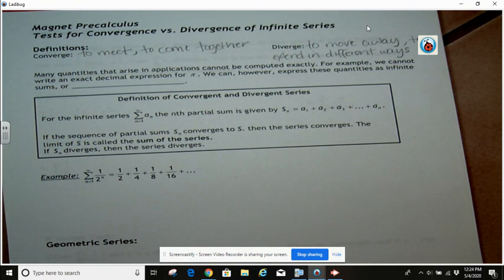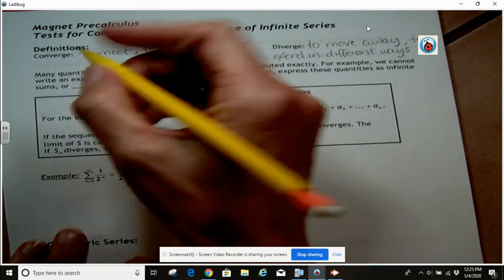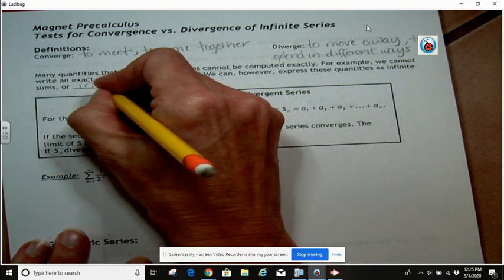Many quantities that arise in applications cannot be computed exactly. For example, pi, we say 3.14, but we know it's an irrational number that goes on forever. Euler's number, e, 2.718 we use, but it actually is another irrational number that goes on forever. But we can express these quantities as infinite sums or infinite series.